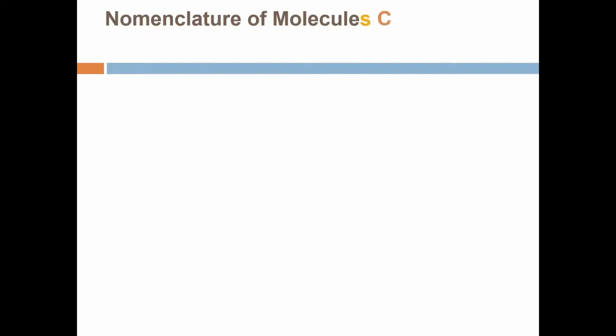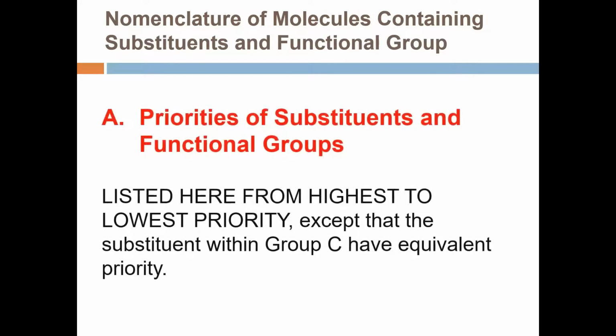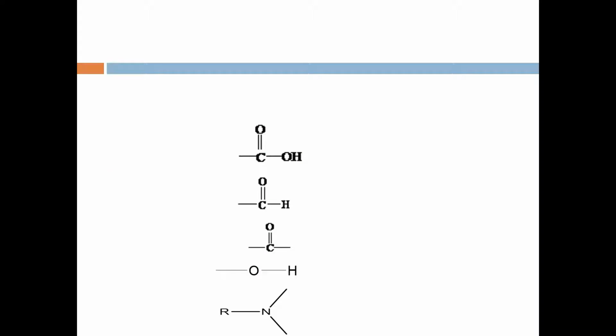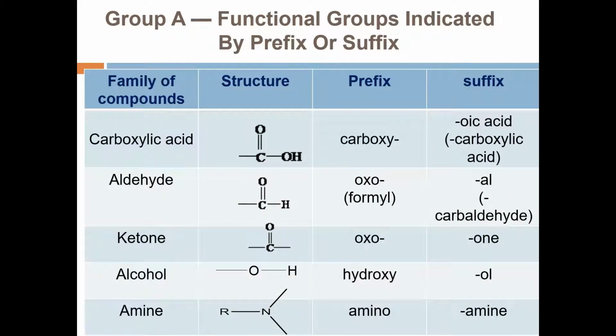Before we go further, we need to know the priorities for the substituents and functional group. They are group A, B, and C. In group A, we have 5 groups. The highest priority would be for carboxylic acid, which has the parent name oic acid. The second is aldehyde, and then ketone. Both aldehyde and ketone are carbonyl compounds.